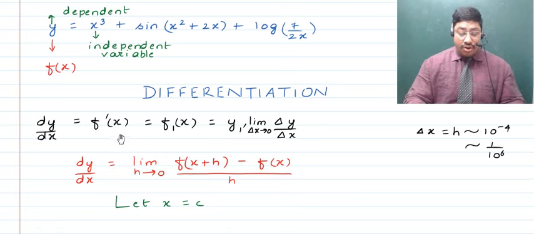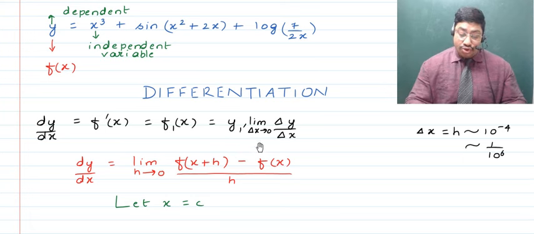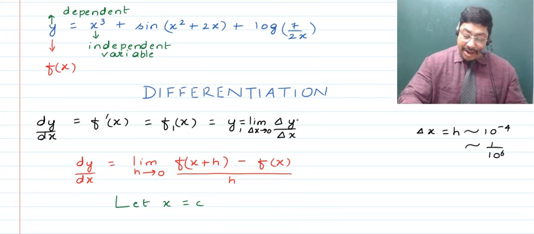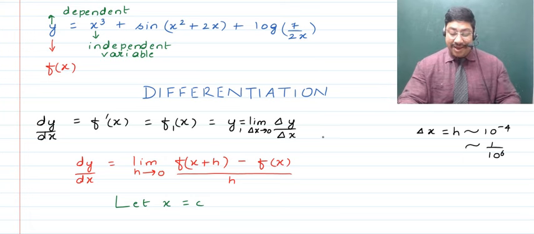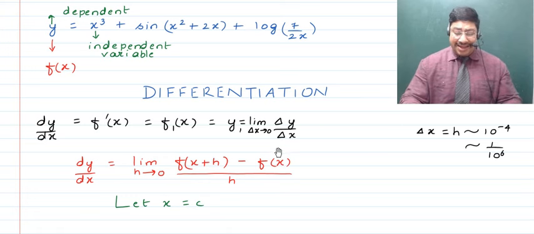So here we talk about the different notations of differentiation, that is dy upon dx, f dash x, f1x, y1, right? Then it is also written like limit delta x tending to 0, delta y upon delta x, right? This is another symbol of differentiation. After this, children, we talked about the actual way by means of which we talk about the process of differentiation.